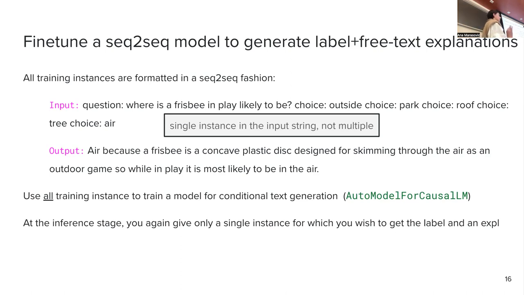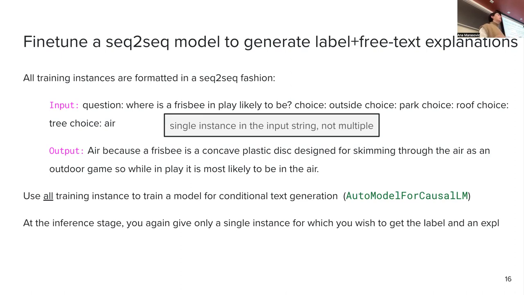So first, fine-tuning a sequence-to-sequence model to generate a label and free text explanation is done by taking some dataset. In this dataset, you have all training instances, and you might have hundreds, thousands, hundreds of thousands of them. You are going to use them all. And you're going to format them one by one by producing a string, a sequence that includes this input instance. So here we have a multiple choice question answering example. In a single string, we are going to place a question and all of the choices.